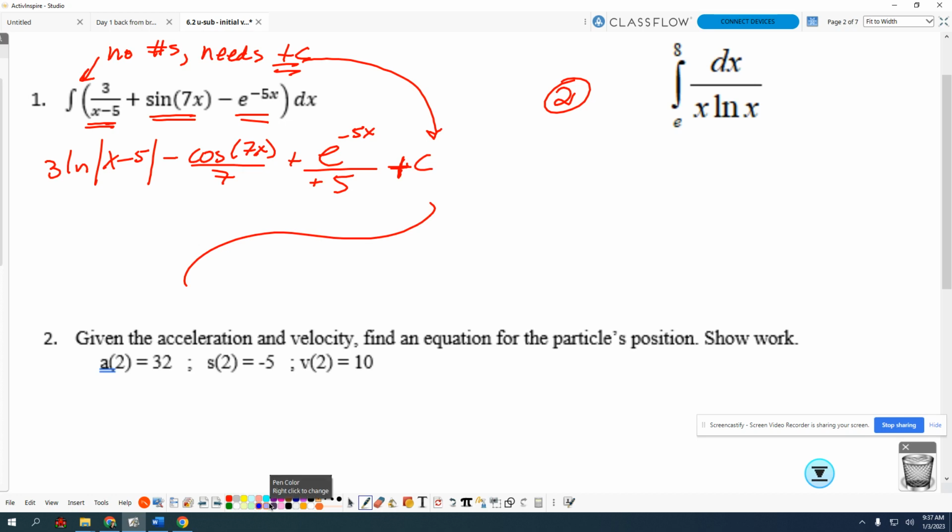Jillian, do you remember how to do this integration? Not particularly, but I tried. Okay. What was your strategy? I just plugged in 8 and then subtracted. I've got to integrate it first. I can't just plug in 8 first.